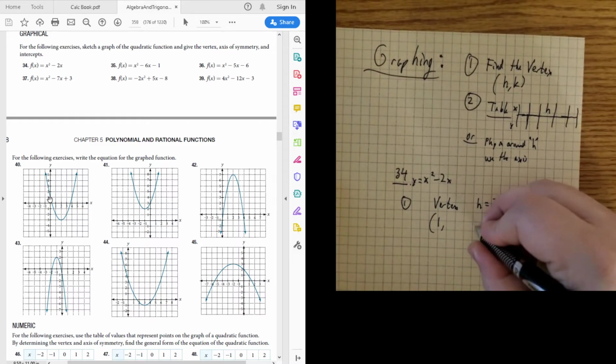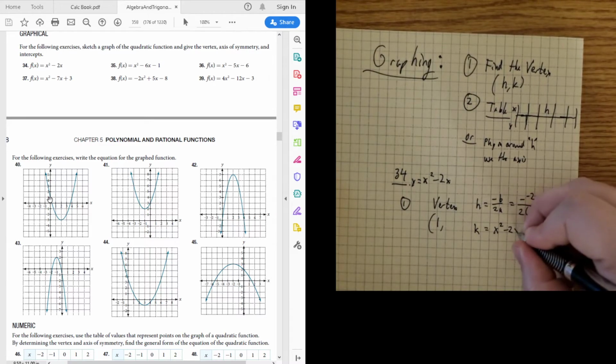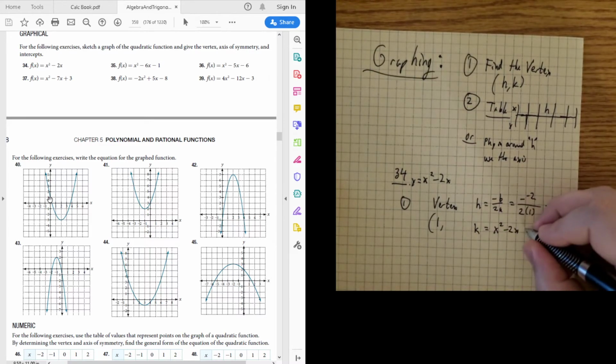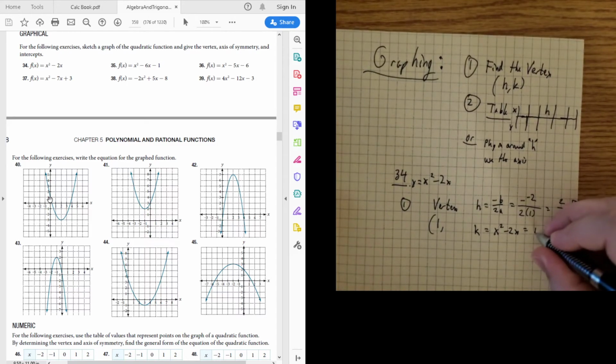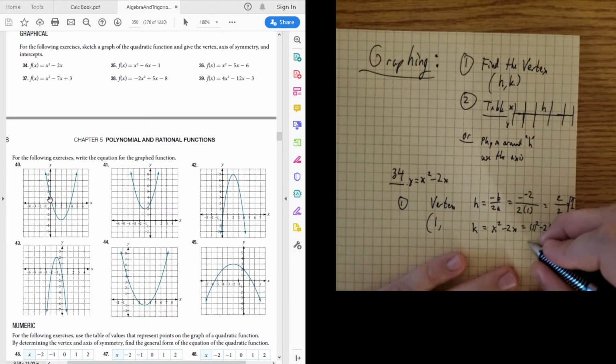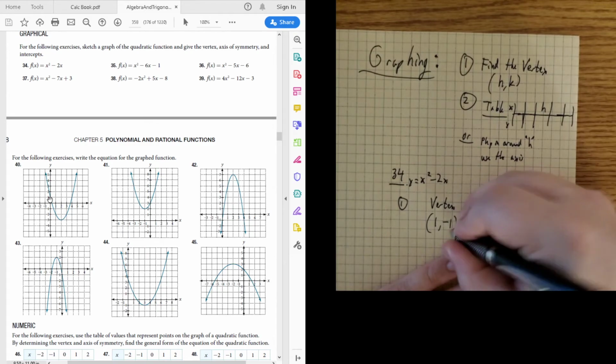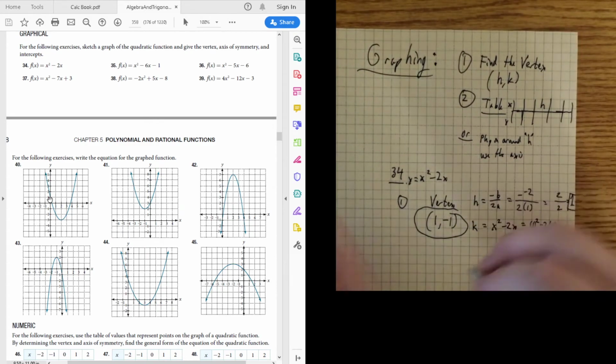My k value just means I got to plug in 1 everywhere. That means I take x squared minus 2x. Everywhere there used to be an x, I replace with 1. So 1 squared minus 2 times 1. And we start simplifying. 1 squared is 1. 2 times 1 is 2. 1 minus 2 is negative 1, which tells me I get this as my vertex.